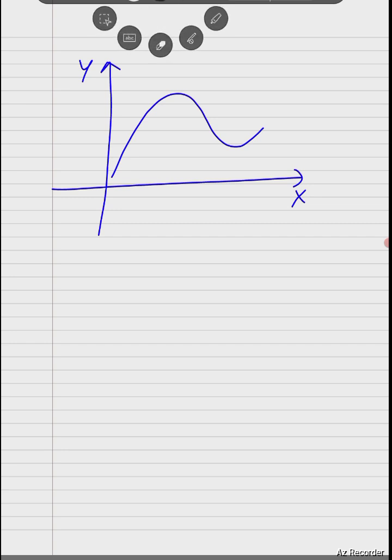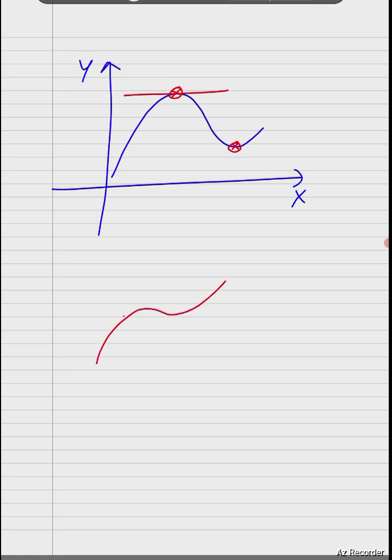Suppose here I ask you to find the slope, and here I ask you to find the slope. What does it become? Here I get a tangent, no? So how do you find the slope of a curve? At that given point, draw the tangent.